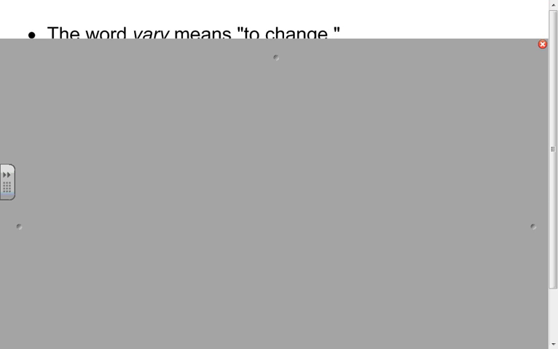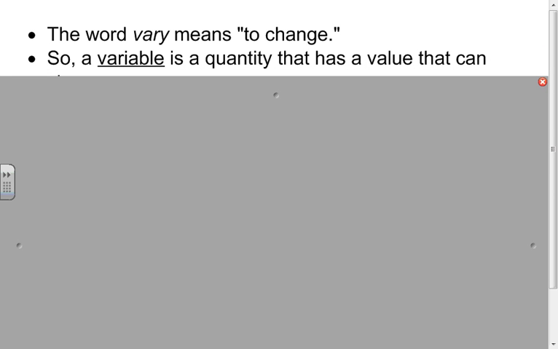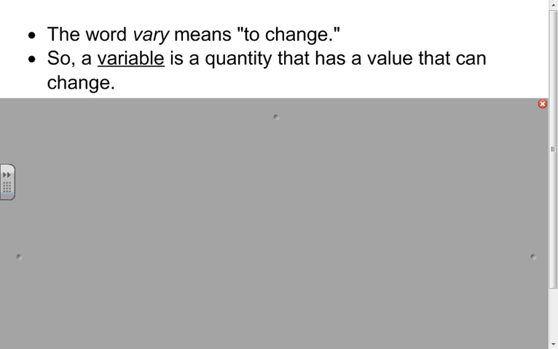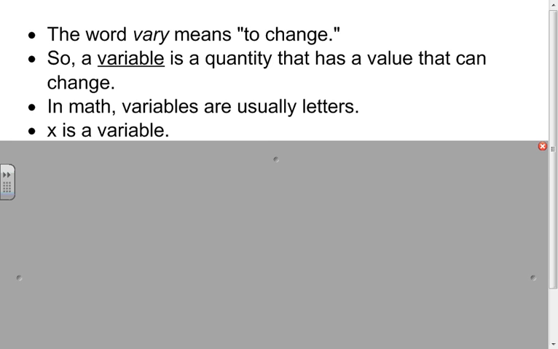The word vary means to change. So a variable is a quantity that has a value that can change. It's kind of the opposite of a constant. In math, variables are usually letters. For example, x is the most common variable that we use.